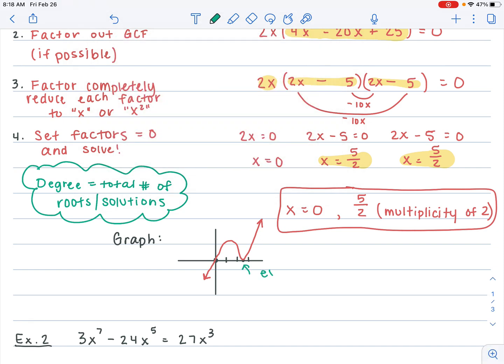So this is what an even multiplicity will look like. It touches that x-axis and rebounds right off of it right away. It doesn't actually go through that axis.